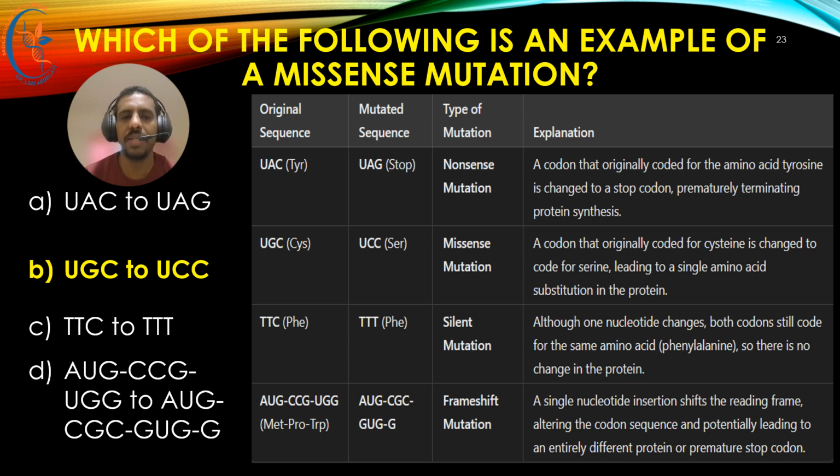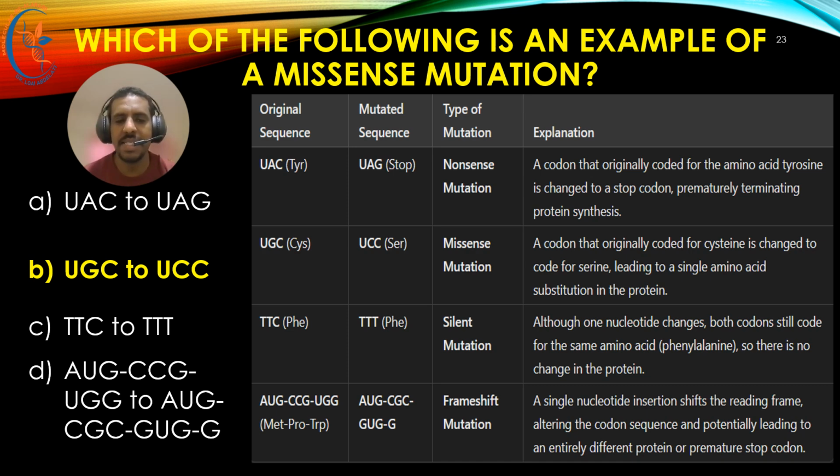The correct answer for identifying a missense mutation is option B, UGC to UCC. A missense mutation occurs when a single nucleotide change in the DNA sequence results in a codon that specifies a different amino acid. But before you jump to the next questions, take a minute to brush up on the other mutation types we see in the table here.